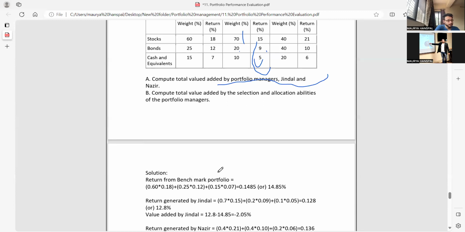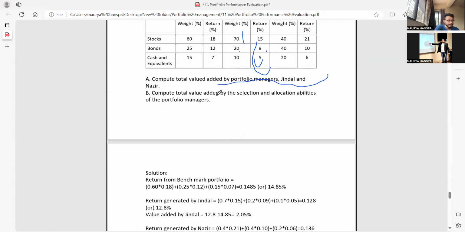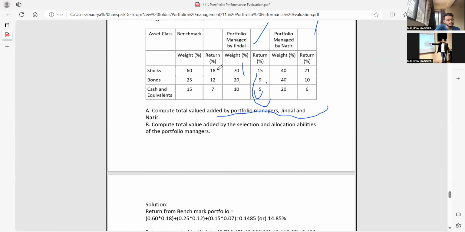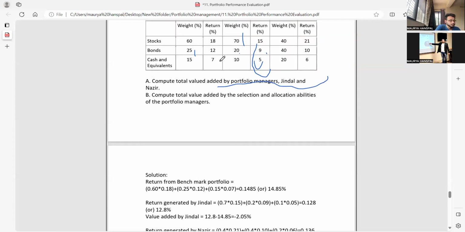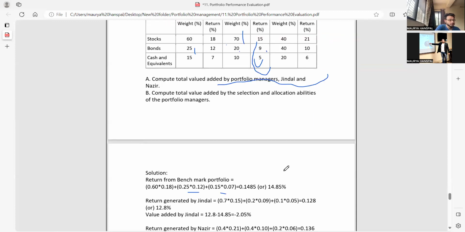First of all, you can calculate the return from the benchmark. We know how to calculate the return on the benchmark: the weight of stocks in the benchmark times the return of stocks, plus the weight of bonds in the benchmark times the return on bonds, plus the weight of cash and cash equivalents in the benchmark times the return on cash. So 0.60 into 0.18 plus 0.25 into 0.02 plus 0.15 into 0.07 gives you the return from the benchmark.